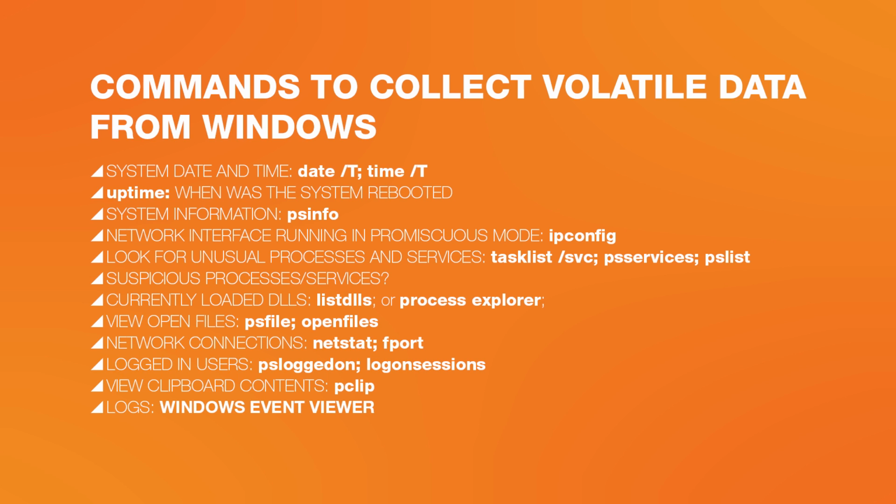So to display system date and time, we use the Windows built-in tools date and time. And to display when the system was rebooted, we use a free utility called uptime. We also use PsTools, PsInfo, to display system information. And we use the built-in ipconfig to check whether the network interface is running in promiscuous mode. Look for unusual processes. We use tasklist or PsService.